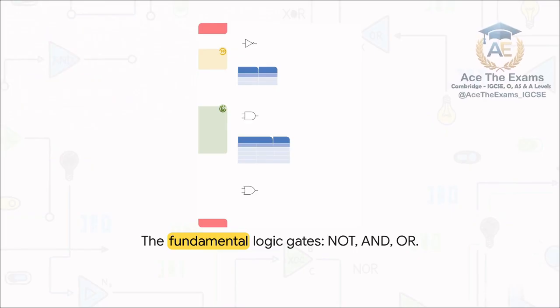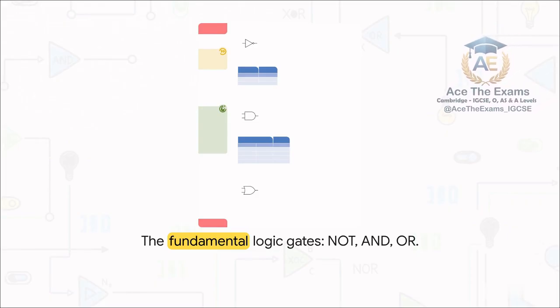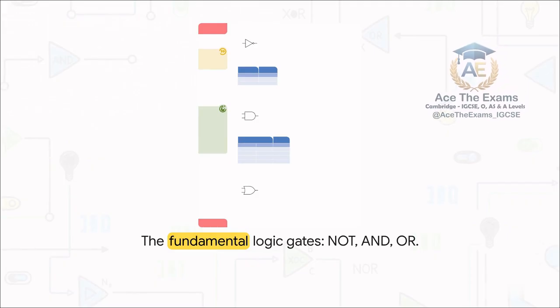On the top, you have the NOT gate. It's distinctly shaped like a triangle, but pay close attention to that tiny little circle at the tip. That circle is actually the most important part of the symbol, representing inversion.